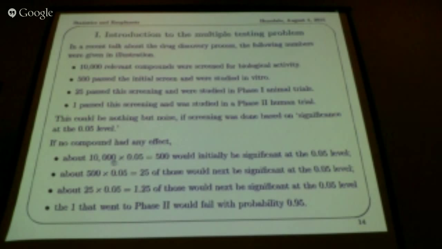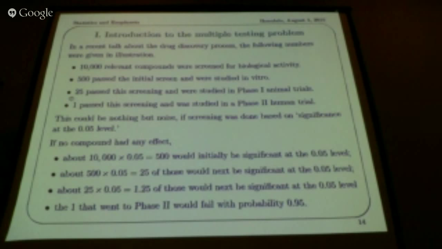These are still, nothing's going on here. These are all just true nulls, just noise. Those 500 are screened at the 0.05 level. How many would pass? 500 times 0.05 is 25. That's the number they gave. 25, we're now studying phase 1 animal trials, starting to get into money. It's starting to get into a few million dollars or something.